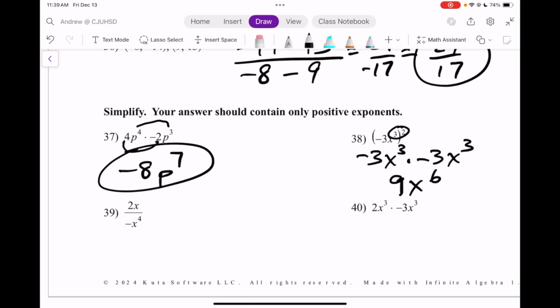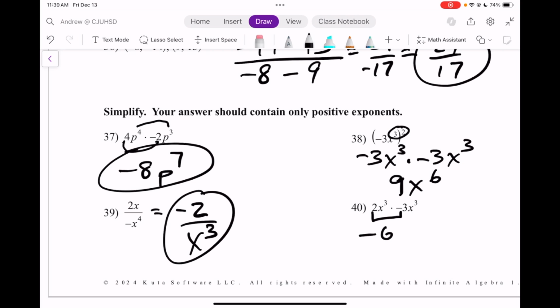39, the negative in front of x to the 4th is really like the number -1. So you could call this -2. But then now there's more x's on the bottom than there are on the top. There are 3 more on the bottom than there are on the top. So we're going to leave it like that. And our last problem. 2 times -3 is -6. But with the exponents, you're going to add 3 and 3 together and get 6 that way.